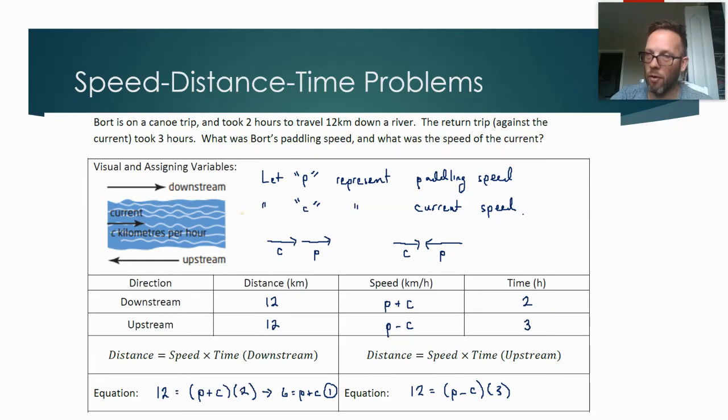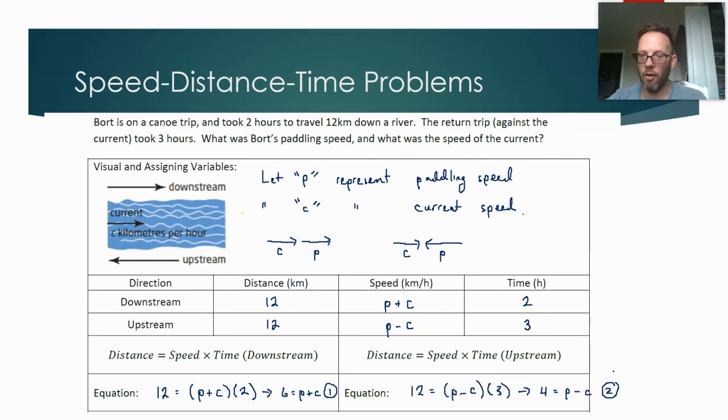12, we have a times 2 over here. Let's just divide 12 by 2, right? If you do the same thing on the other side, you get 4. 12 divided by 3 is 4, equals P minus C. So complicated looking question, perhaps, but the linear system is actually really nice to work with.